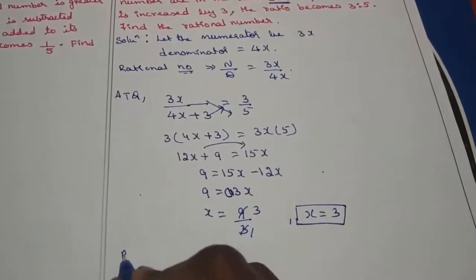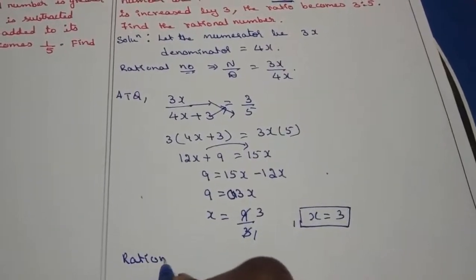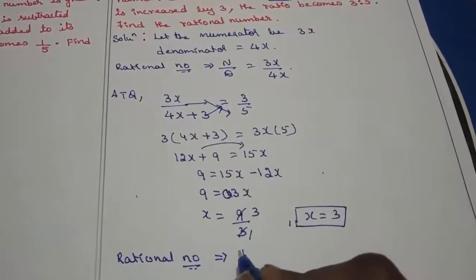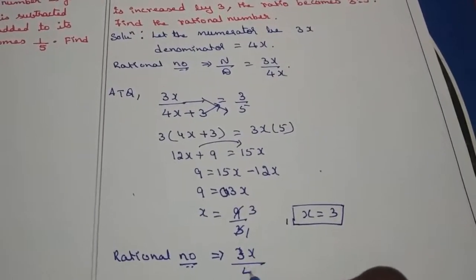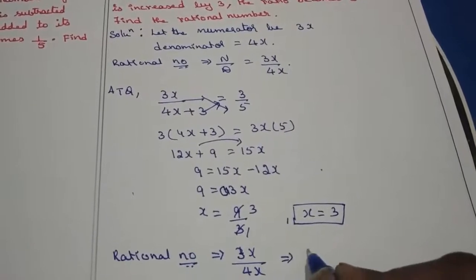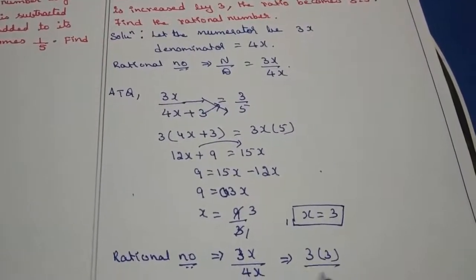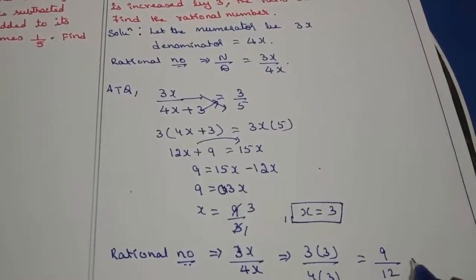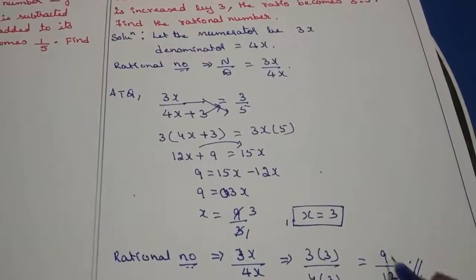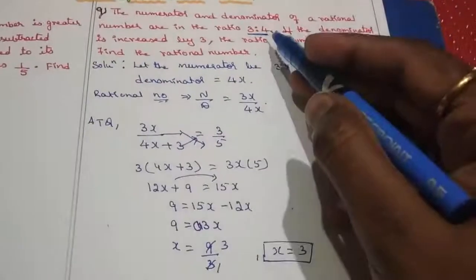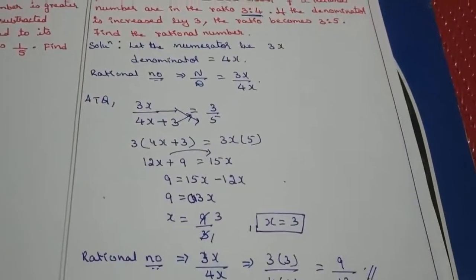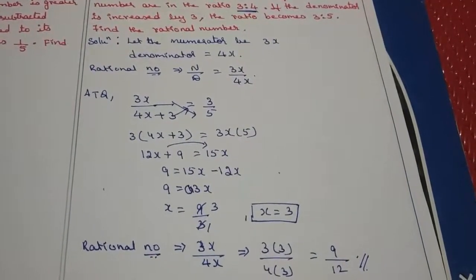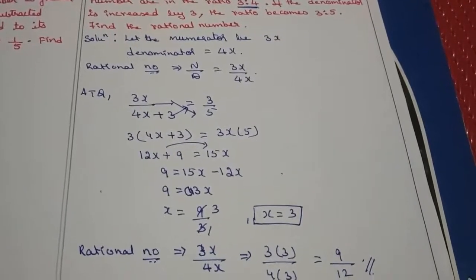So later the rational number was 3x by 4x. Then substitute the value of x here. 3 into 3 divided by 4 into 3 equals 9 by 12. Please don't go for cancellation. If you cancel, again you will get the ratio 3:4 only. But he is asking for the rational number. So 9 by 12 is the final answer, children.